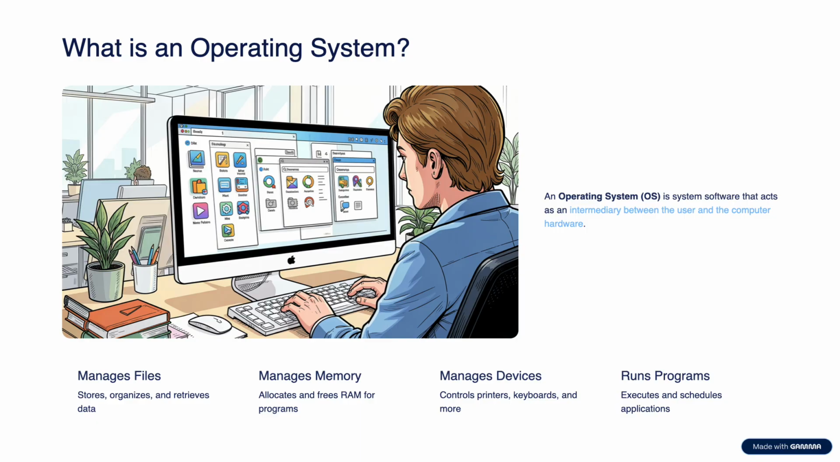The fourth function is program execution and scheduling. When you open an app, the operating system loads its code from storage into memory, sends it to the main processor, and sets up priorities so that multiple apps can run smoothly without freezing the computer.